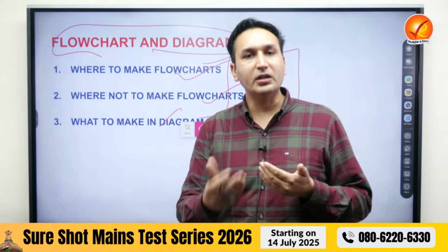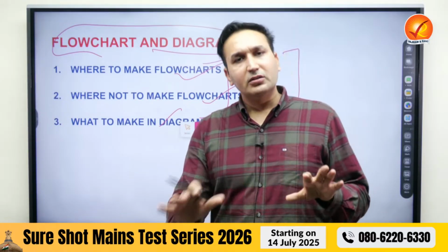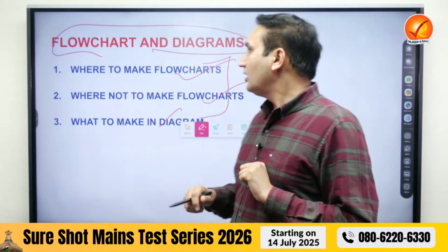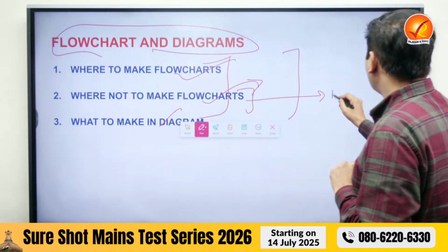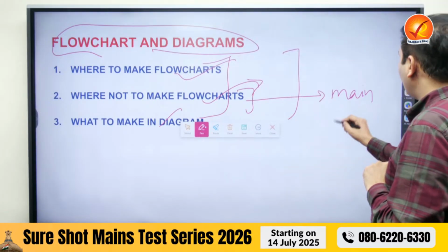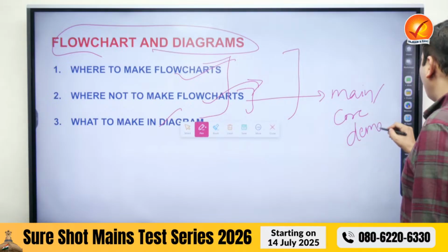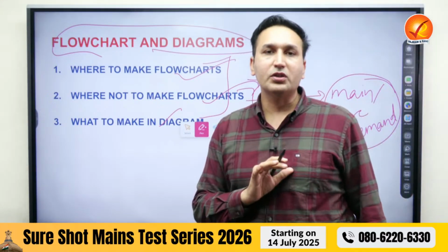So what is the key? The content. If you have good content and you present it in a neat and clean manner, you will get good marks. But now let's come back to flowcharts and diagrams again, right? So where not to make flowcharts? If it is a main demand or a core demand of a body, then every aspirant should avoid making a flowchart there.